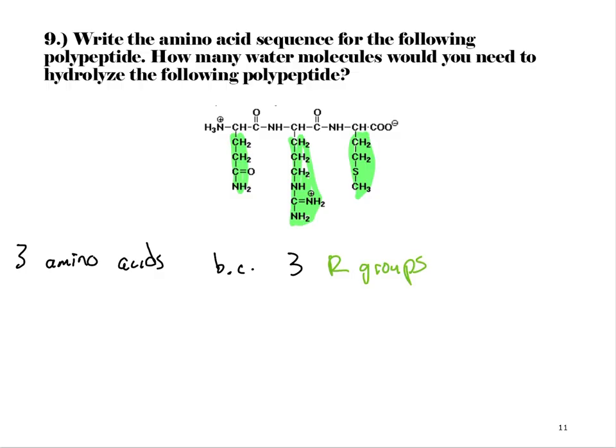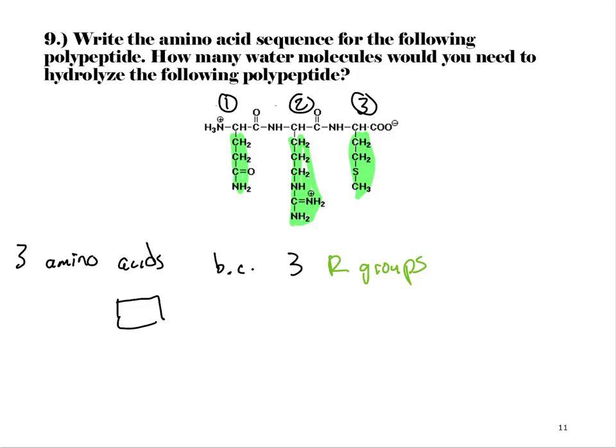Okay, so each R group gives each amino acid. Let's do the 3-letter sequence for this sequence of amino acids. I'll number them. We have 1, 2, 3. What's the 3-letter code for the first amino acid? What is that amino acid?